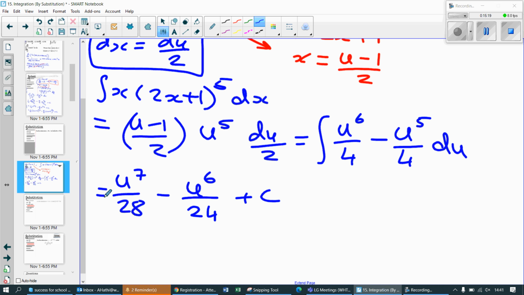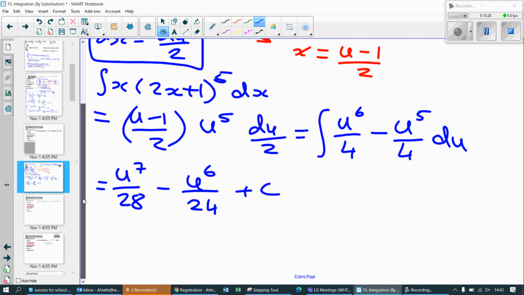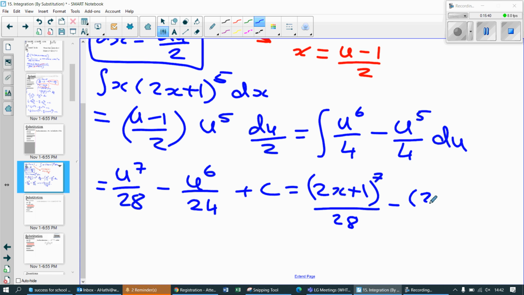Now what do I need to do? Last step. Yeah. And what's U equal to? Well, I know U equals just 2x plus 1. So it's perfect. So I say, okay, it's 2x plus 1 to the power of 7 all over 28 minus 2x plus 1 to the power of 6 over 24. And then do not forget my good old friend, the constant of integration. Everyone happy with that? Yeah.